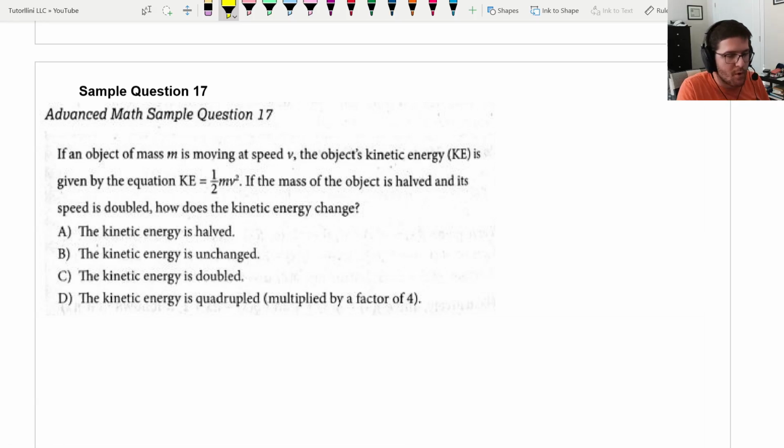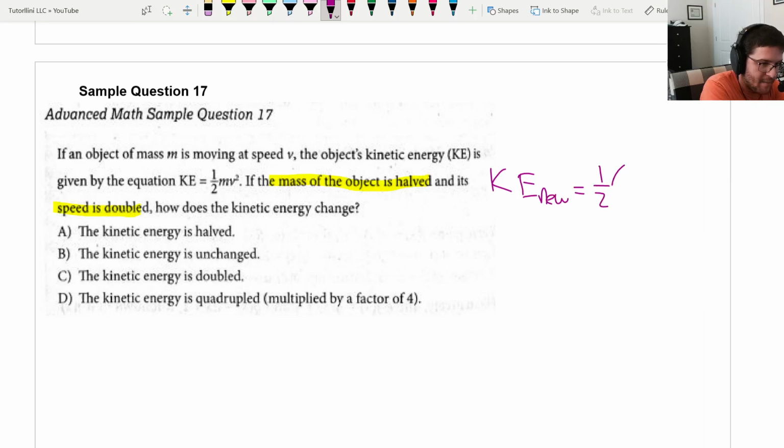Okay, this is like a proportion in equations. It says the mass is halved and its speed is doubled. So we're going to do KE new is equal to 1/2 m. Instead of m, it's halved, so we're going to do m divided by 2. And then instead of v, and this is really important, you've got to put in parentheses, it's doubled. So we're going to put 2v. Everything else stays the same.